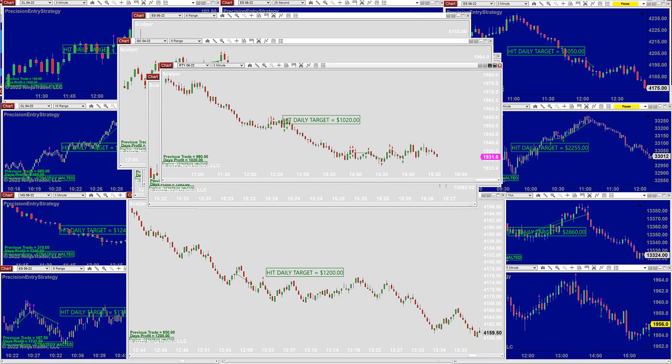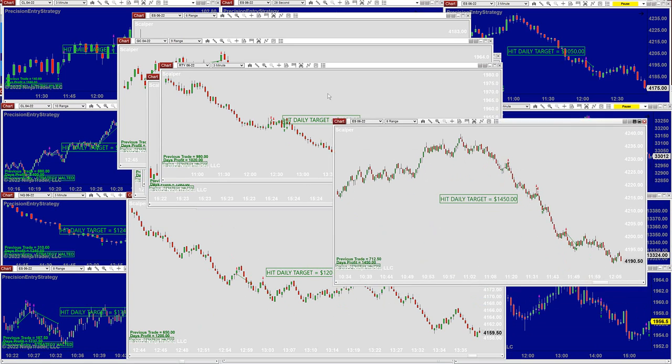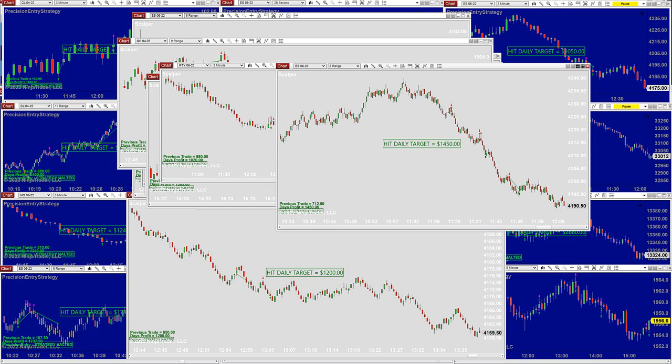1020 on the ES 8 range. It was around, I think, 1400, and the ES 5 range is around 1400.